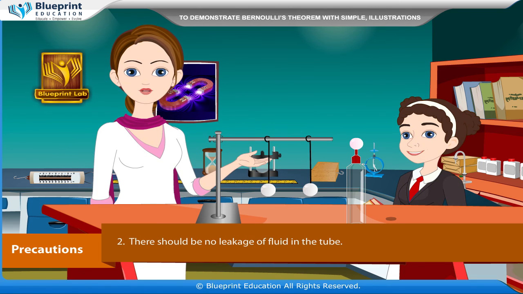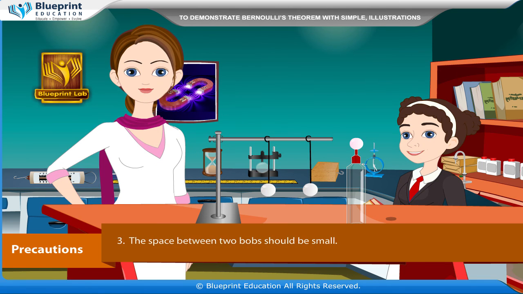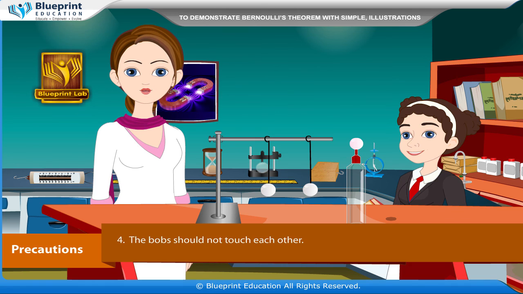There should be no leakage of fluid in the tube. The space between 2 bobs should be small. The bobs should not touch each other. The bobs should be at same height.